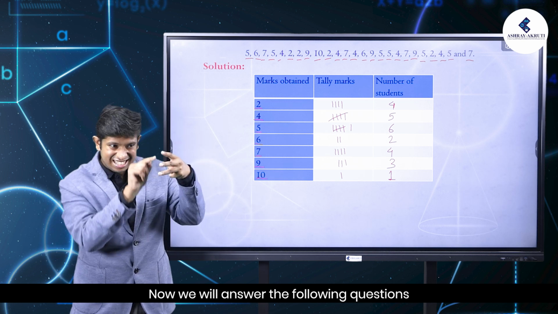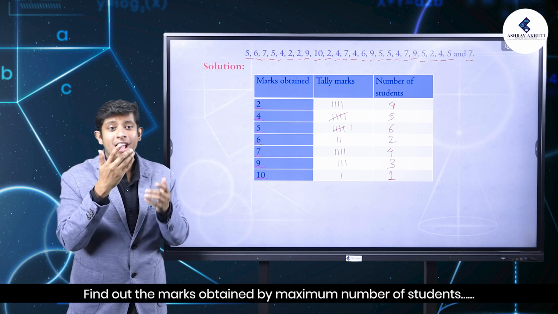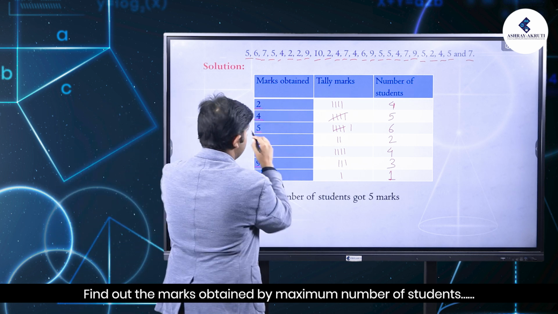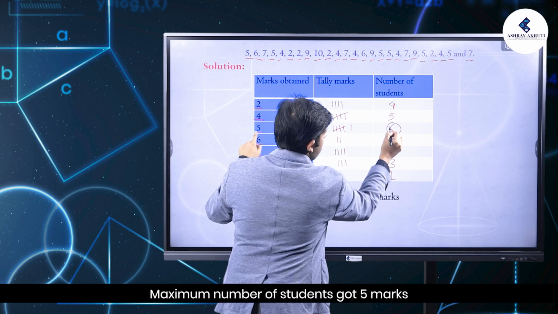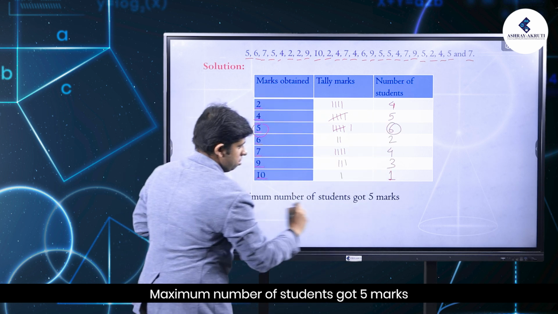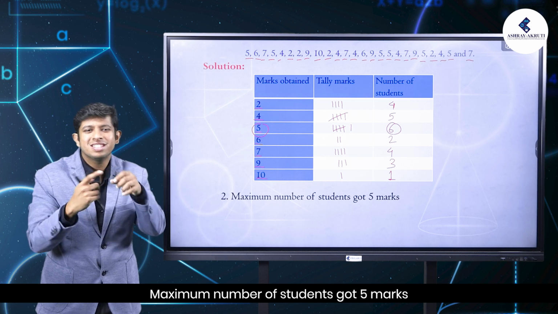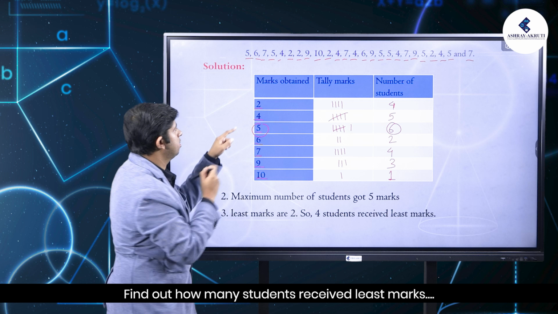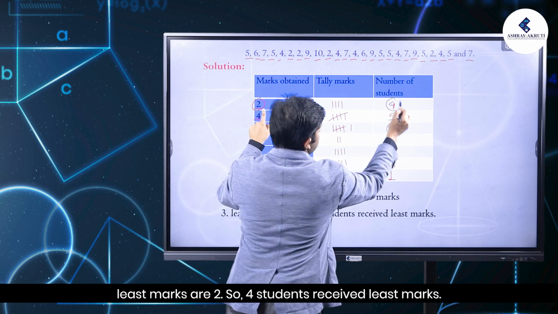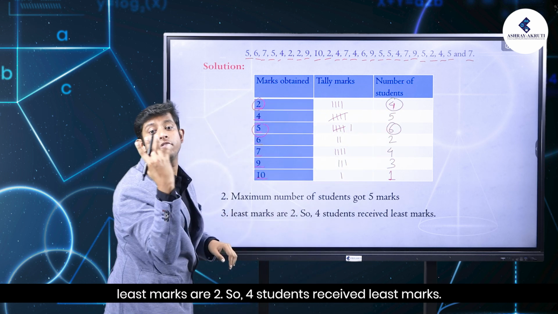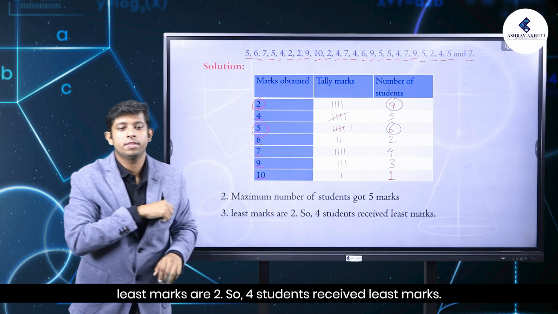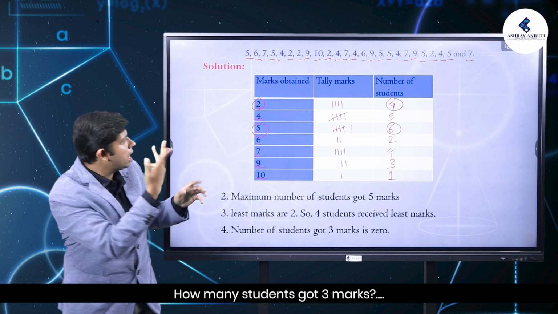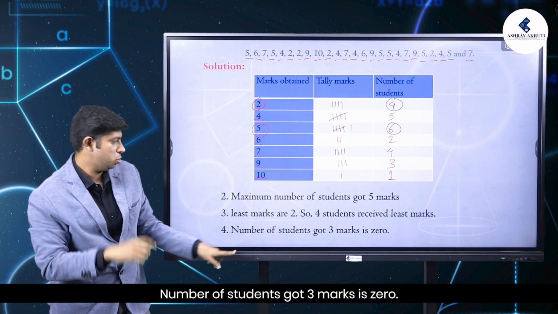Now we will answer the following questions. Find out the marks obtained by the maximum number of students. Maximum number of students got 5 marks. Find out how many students received the least marks. Least marks are 2, so 4 students received the least marks. How many students got 3 marks? The number of students who got 3 marks is 0.